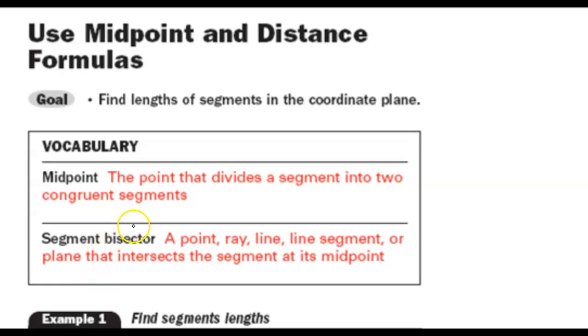Segment bisector, a point, ray, line, segment, or plane that intersects the segment at its midpoint. If you bisect something, it means to cut it into two equal parts. So if you bisect something, it cuts it at the midpoint because the midpoint is what cuts something into two equal parts.